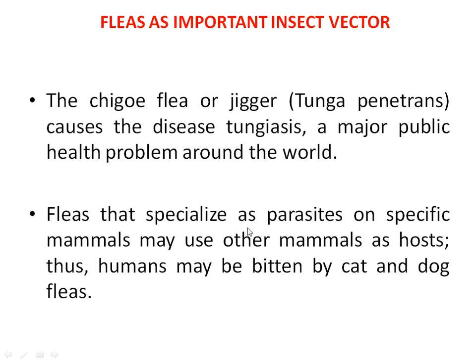Fleas specialize as parasites on a specific mammal. So this flea lives on specific mammals. They may use other mammal hosts also, that is closely related mammal species. So humans may be bitten by the cat flea and the dog flea. In this way, tungiasis is also caused by the flea, that is the Chigoe flea or jigger.